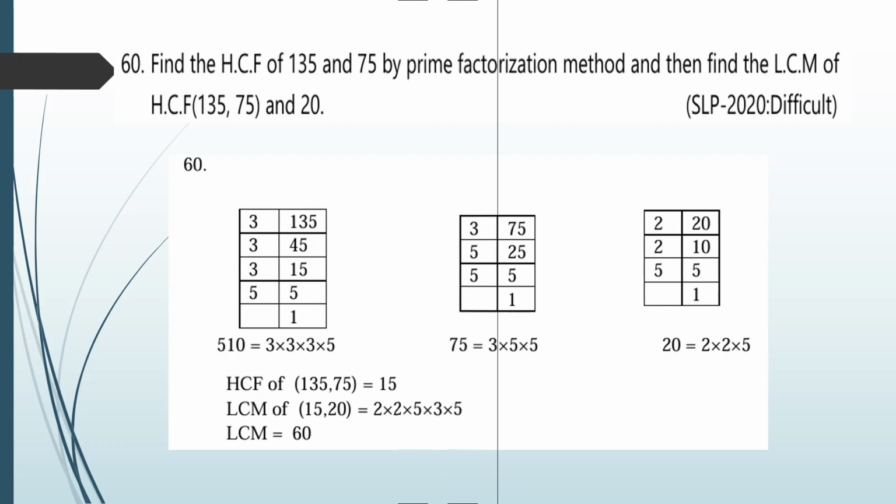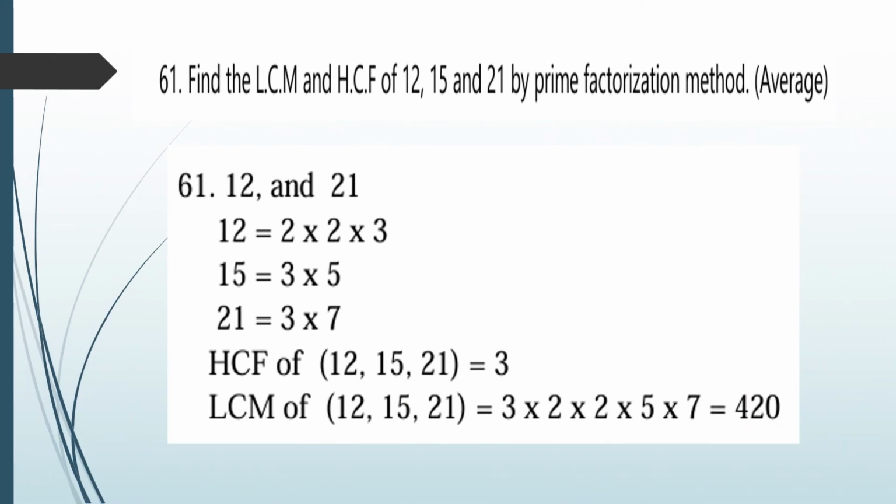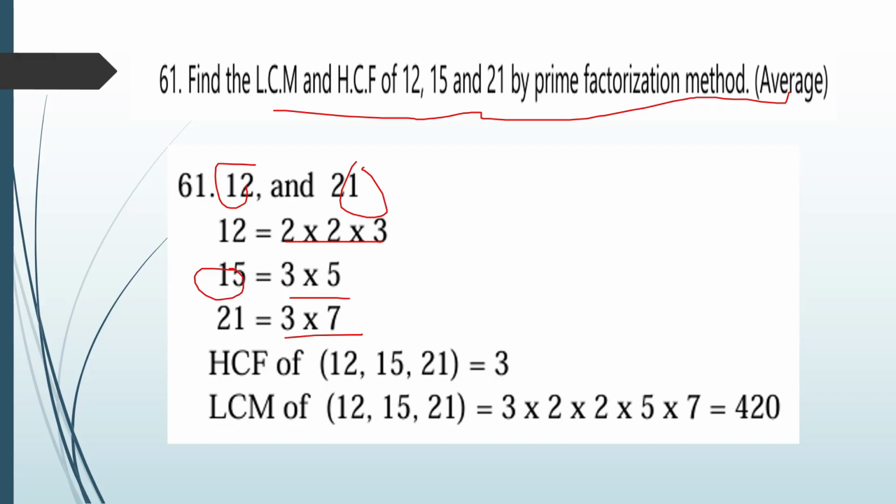Question number 61. Find the LCM and HCF of 12, 15 and 21 by prime factorization method. Again 12, 21 and 15. So 3 numbers are given here. Do the prime factorization method, you will get the factors, and HCF you will get 3, LCM you will get 420. So very simple problem it is.